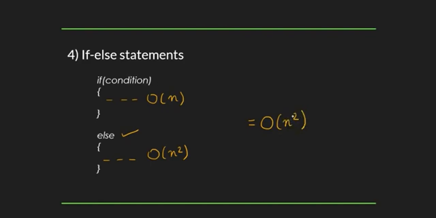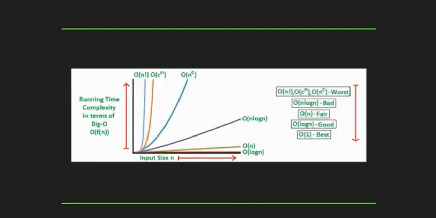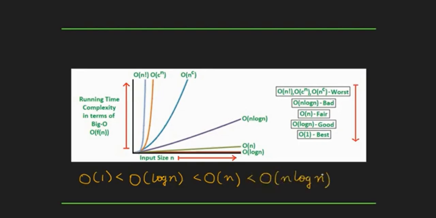Now let's look at the comparison of time complexities. So we have big O of 1, which is the smallest and the best. Then we have big O of log n. Then comes big O of n. Then it is big O of n log n. Then we have exponential time complexities. And finally, we have big O of n factorial, which is the worst.